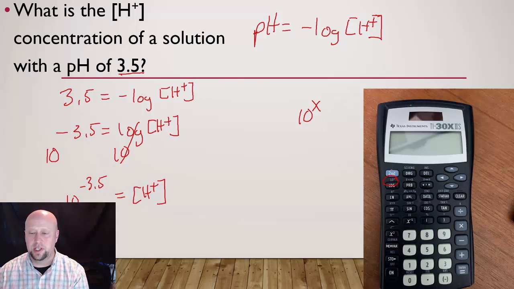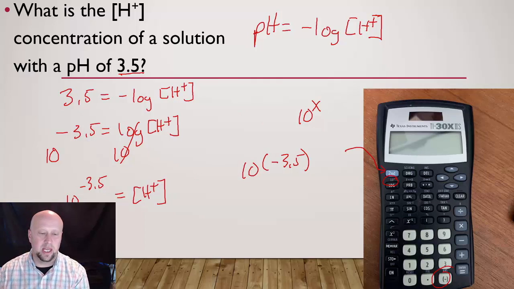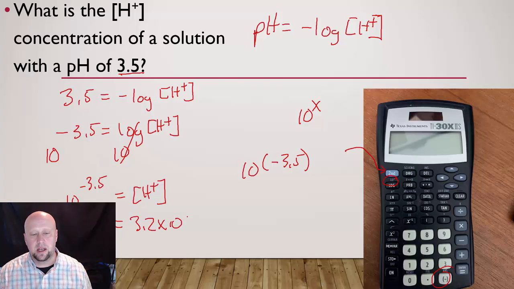On your calculator, if you're using the calculator I am, you would hit the second key and then the log key, and it would actually tell you 10, and then it would say parentheses. You would put in -3.5. Again, use the little negative key right there. Then you would get a number out, and the number that my calculator spit out for me was 3.2 times 10 to the -4th, and that's going to be moles per liter, or molar, my H plus concentration.